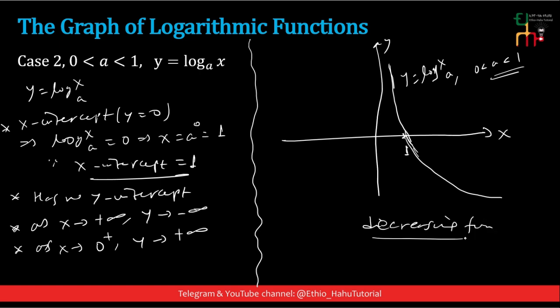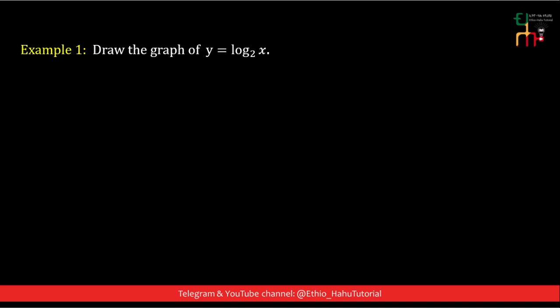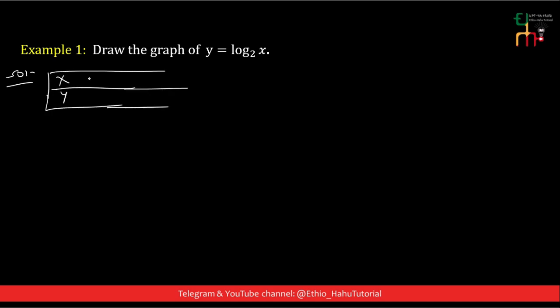Having seen this, let's draw the graph of y is equal to logarithm of x to the base 2. To draw the graph of y equals logarithm of x to the base 2, first let's have a table of x and y for different points on the x-axis. Let's find y. When x is equal to 1 over 8, y is equal to logarithm of 1 over 8 to the base 2. This is equal to logarithm of 2 to the power of minus 3 to the base 2. This is equal to minus 3.